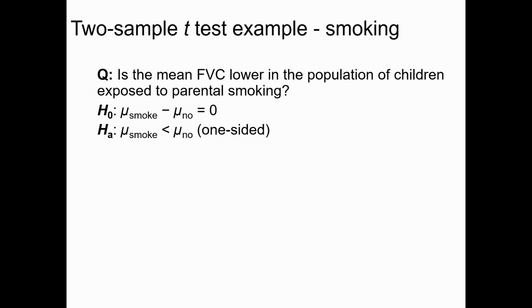The alternate hypothesis is that, now this is, remember, the one-sided t-test, because we're actually looking to see, is the FVC lower in the population of children exposed to parental smoking? We think we know which way it's going to go. So our alternate hypothesis is actually that the mean FVC for children with parents who smoke is less than the mean for children with parents who don't smoke. So that's a one-sided t-test.